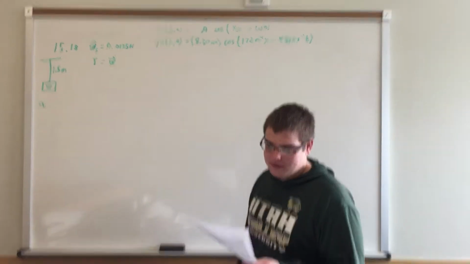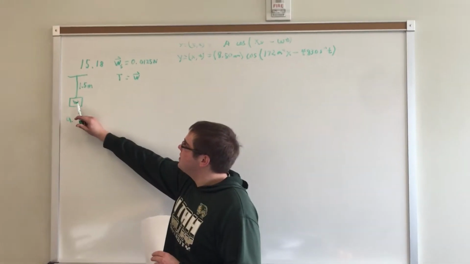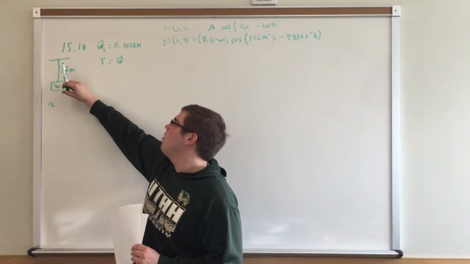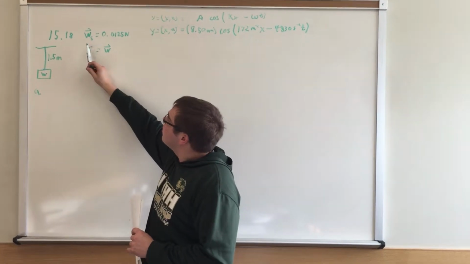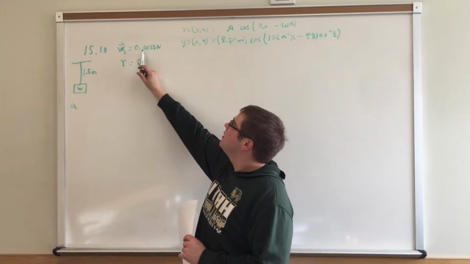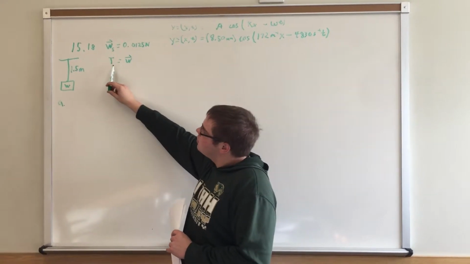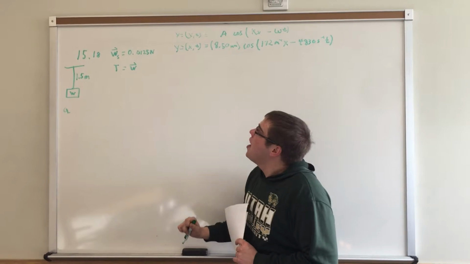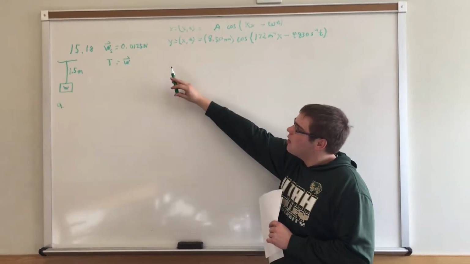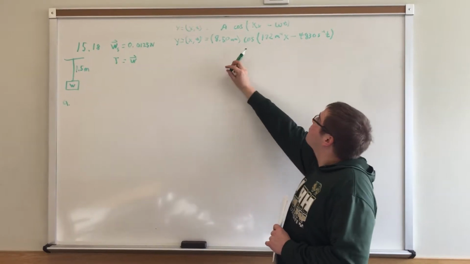So we're doing problem 15.18. What we have is a weight attached to the end of a 1.5 meter string. What we're given is that the weight of the string is 0.0125 newtons, and that the tension in the string is equal to the weight of this mass. We're also given that when plucked, the waves obey this equation here.